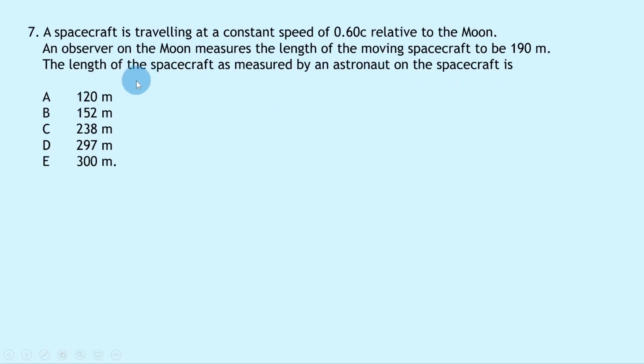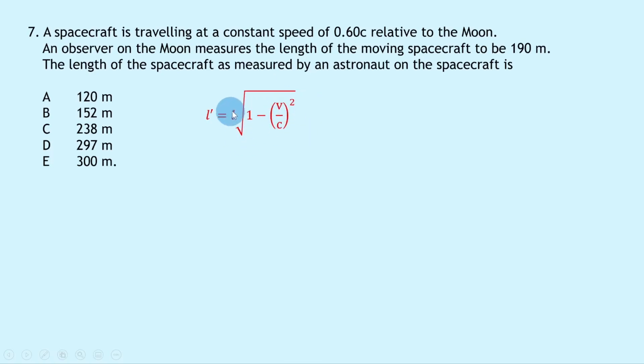Well, notice that it's asking us to find the length of the spacecraft measured by an astronaut on the spacecraft. So in other words, the astronaut on the spacecraft is in the same frame of reference as the spacecraft itself. So they're going to be measuring the proper length L, which means we're given the value here for the contracted length L prime, which is 190 meters. So using our equation for length contraction, we have L prime equals L times the square root of 1 minus v over c squared.